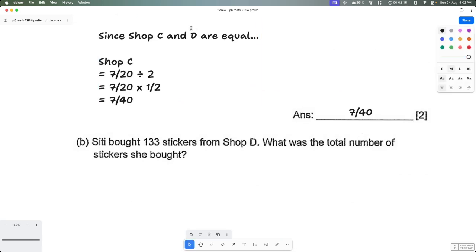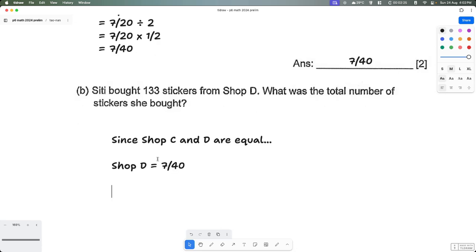So this one, same thing, right? Since shop C is equal to shop D, shop D is equal to 7 out of 40 as well. So, no need to convert. 7 out of 40 stickers is equal to 133.